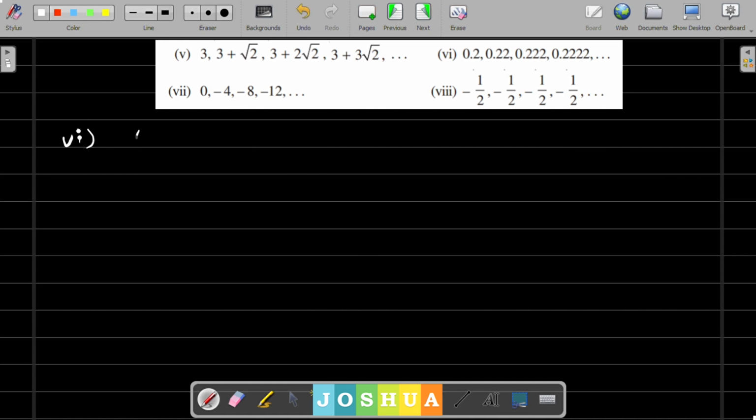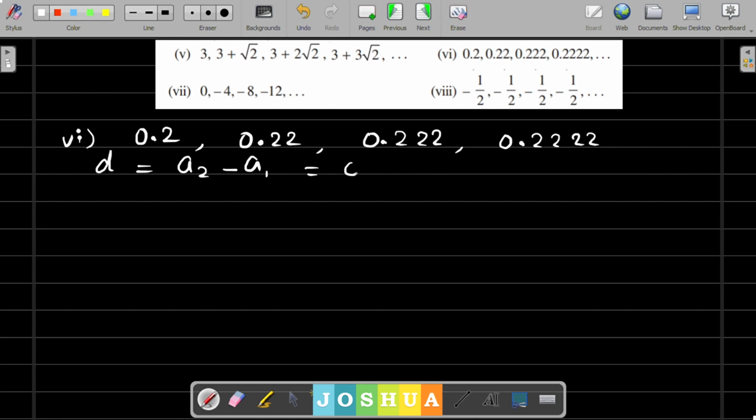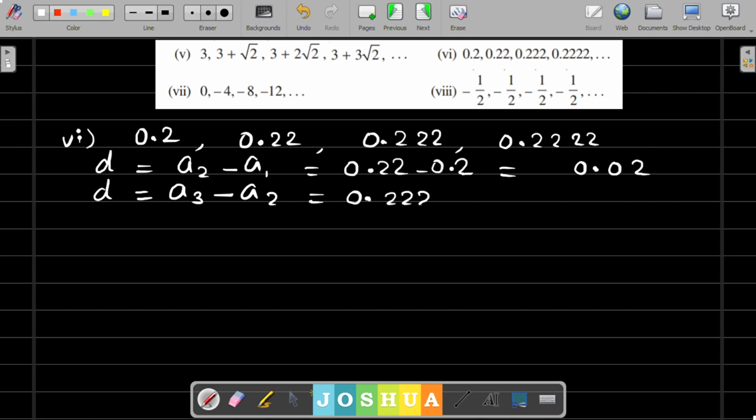Sixth one: the first number is 0.2, the second number is 0.22, the third number is 0.222 and the fourth number is 0.2222, and so on. I'm going to find the difference here. So d is equal to the second term minus the first term. The second term here is 0.22, the first term is 0.2 and the difference is 0.02. Now I'm going to find the difference between the third term and the second term, that is A3 minus A2. A3 is equal to 0.222 and the second term is 0.22.